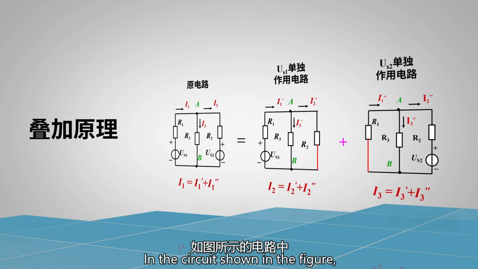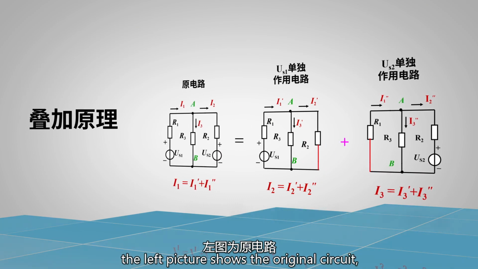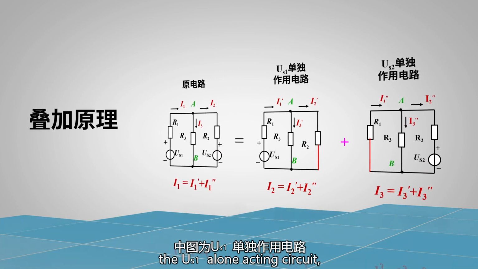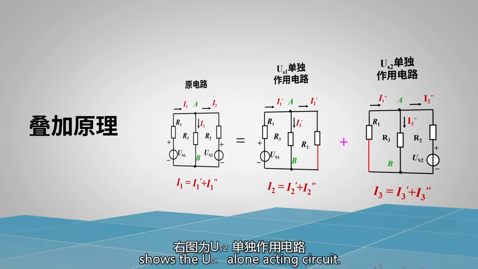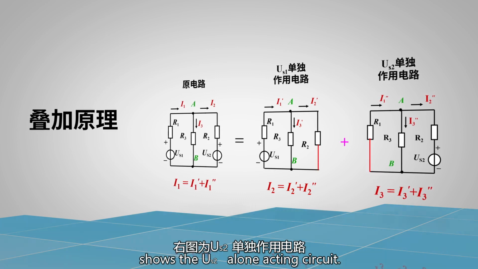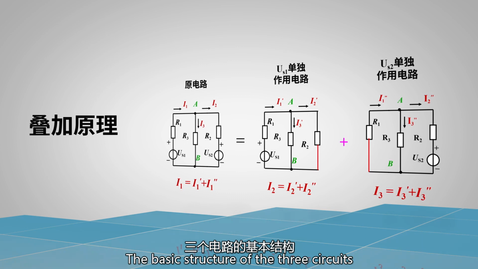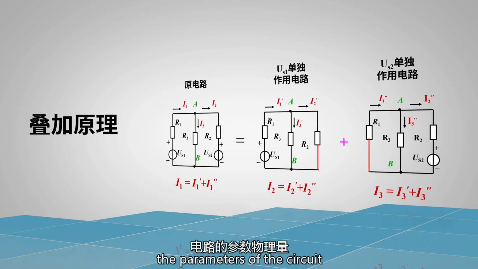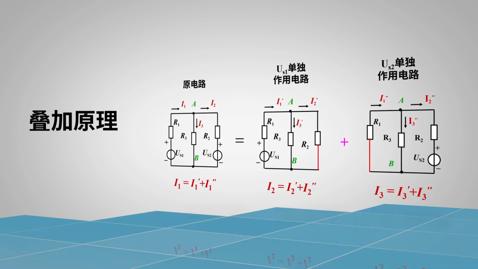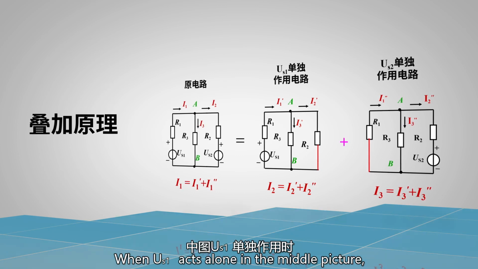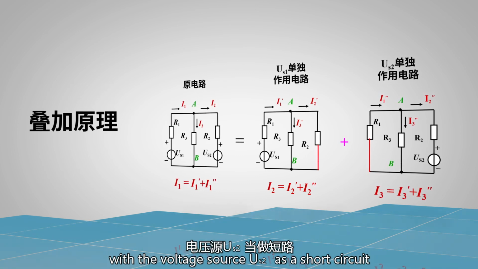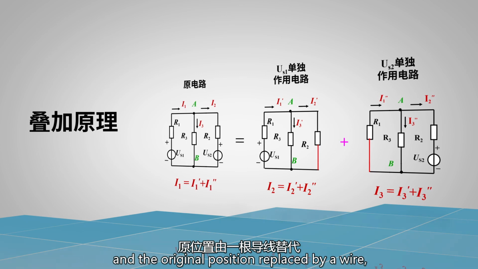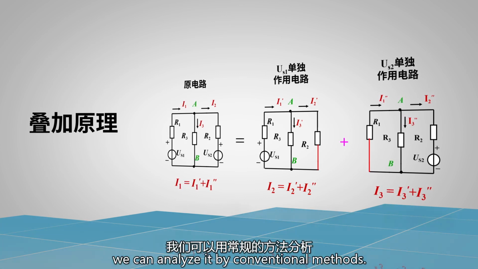In the circuit shown in the figure, the left picture shows the original circuit. The middle picture shows the U sub S1 alone acting circuit, and the picture on the right shows the U sub S2 alone acting circuit. The basic structure of the three circuits is similar. When analyzing the circuit, the parameters of the circuit should maintain the same names and directions. When U sub S1 acts alone in the middle picture, with the voltage source U sub S2 as a short circuit, and the original position replaced by a wire, we can analyze it by conventional methods.